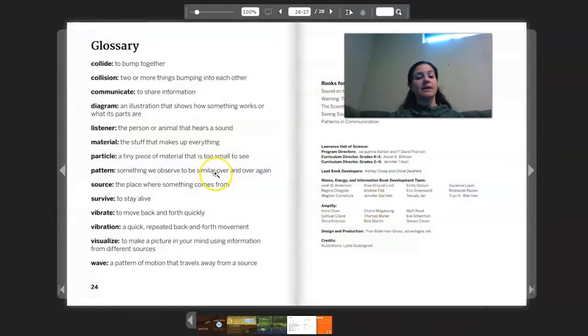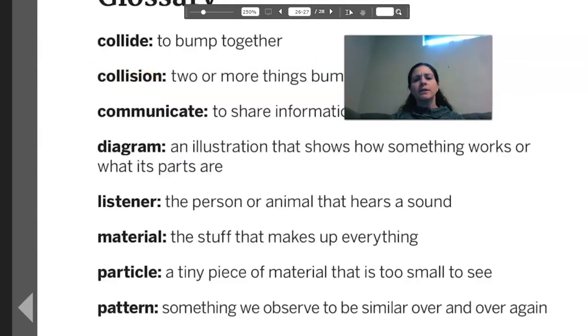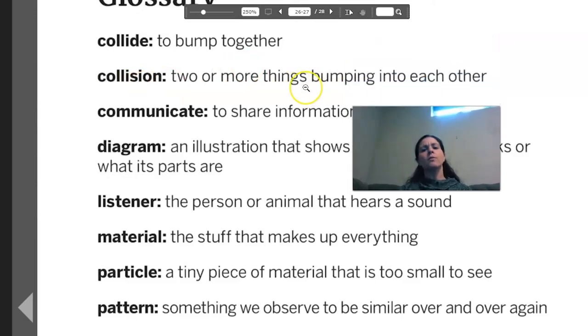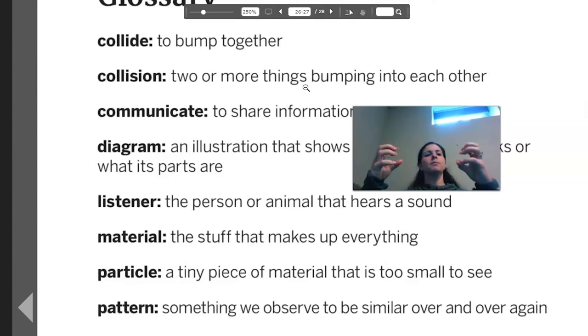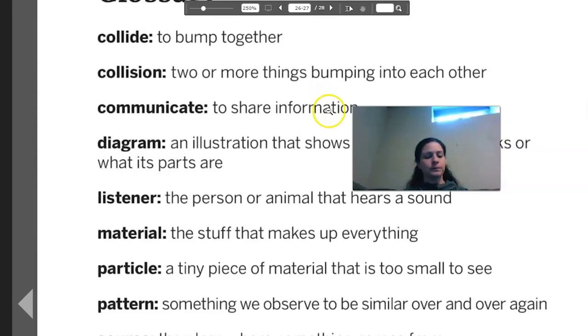And that looks like the end of our book. We do have our glossary. One thing I want to look at is collision, because we've heard that word a lot. So it looks like a collision is two or more things bumping into each other. And we heard about particles colliding, so I guess those little pieces that make up everything bump into each other.